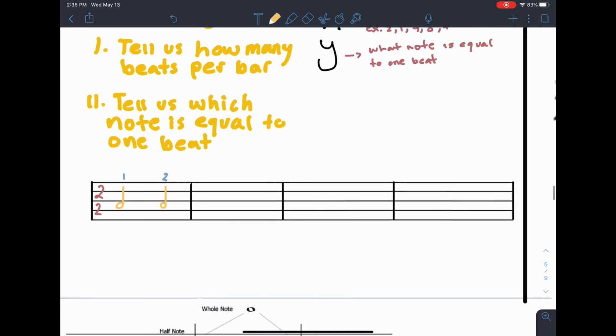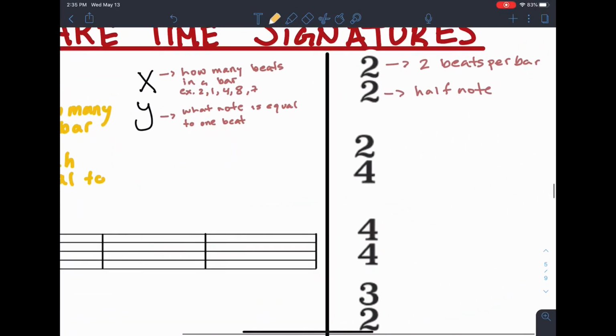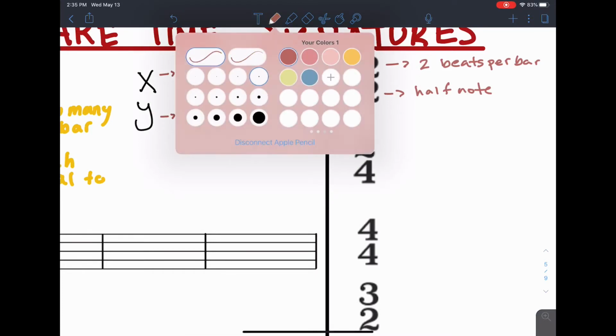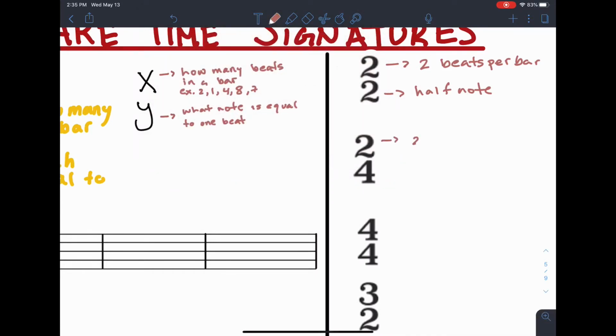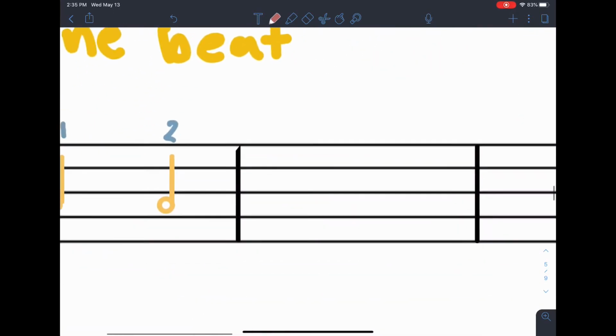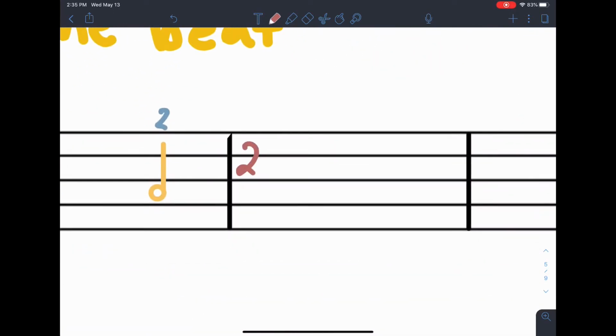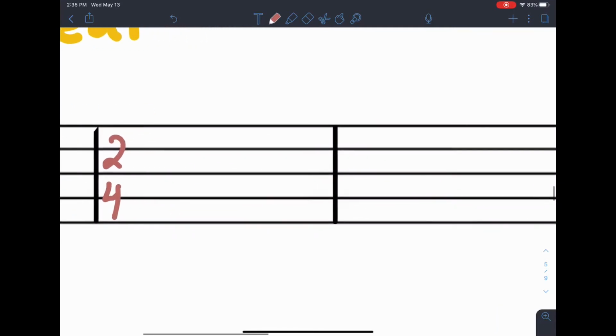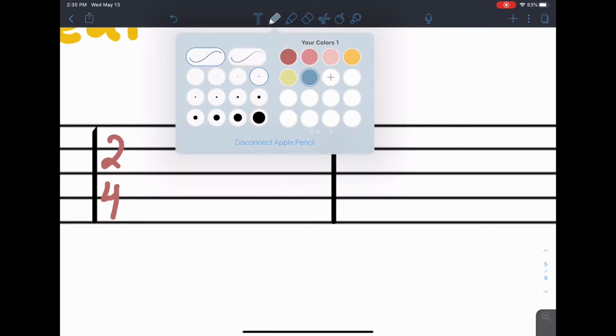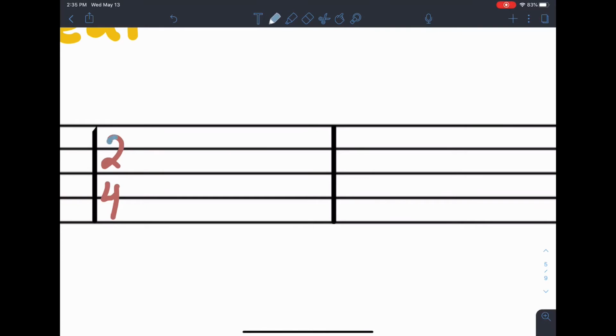Okay, let's see if we can make it a bit clearer. What about 2/4? Well, in 2/4, just like before, we have 2 beats per bar, but this time the quarter note gets the beat. So our quarter note is equal to 1 beat. What does that look like, you ask? Well, let me show you here. We have 2/4. Remember, always write our time signatures. Now, we still have 2 beats in a bar. Remember, this means we have 2 beats in a bar. So that's 1 beat, and here's our second beat.